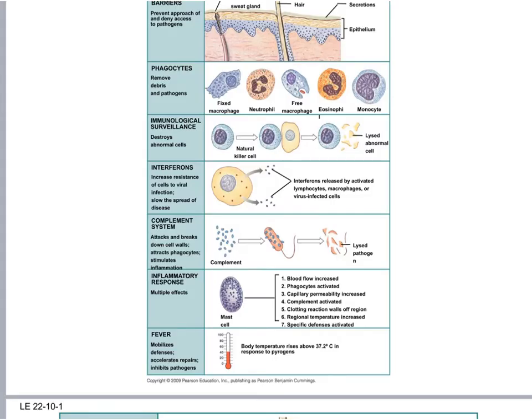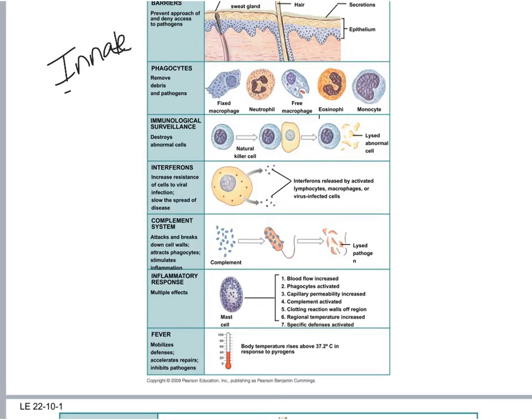Okay, so now we're going to talk about immunity. Immunity is how your body is able to fight against any cells that are foreign, or what we call pathogens, that the body sees as dangerous to its homeostasis. And there's two different types of immunity. We have innate immunity.